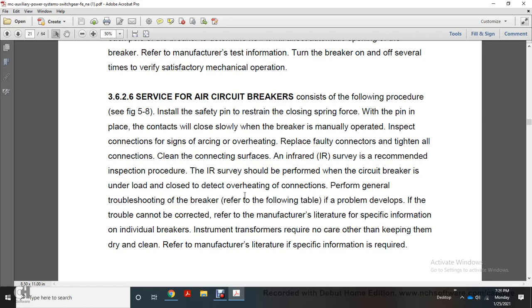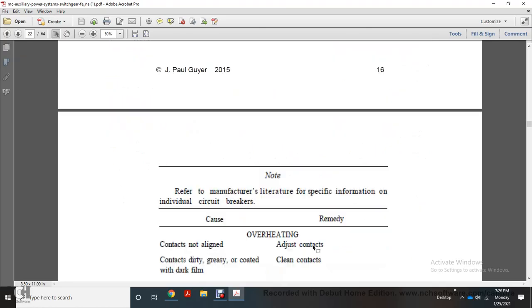Perform general troubleshooting of the breaker with reference to the following table. If the problem develops and the trouble cannot be corrected, refer to the manufacturer's literature for specific information on the individual breakers. Instrument transformers require no care other than keeping them dry and clean. Refer to manufacturer literature if specific information is required.